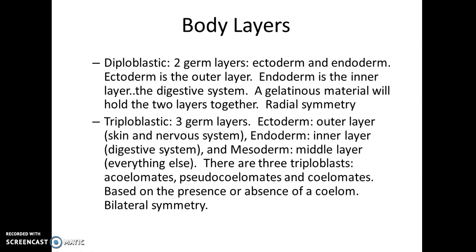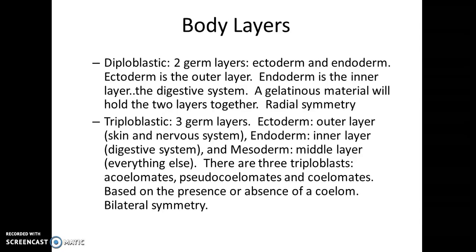There are two main groups of animals when we talk about body layers. They're diploblasts and triploblasts. Now, their name implies the number of body layers that they have. Diploblasts have two germ layers. Now, germ layers are the embryonic layers, and they will become different things. In a diploblast, the two germ layers are ectoderm and endoderm. Ecto is the outer layer, endo is the inner layer.